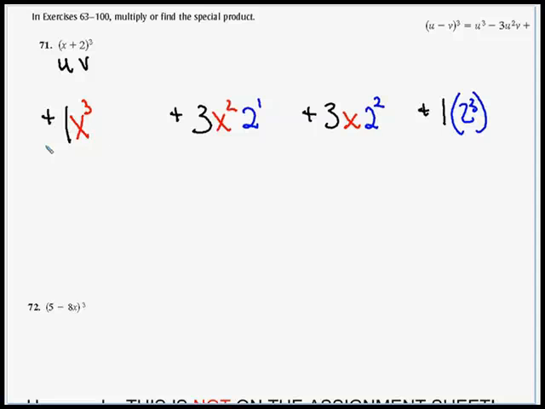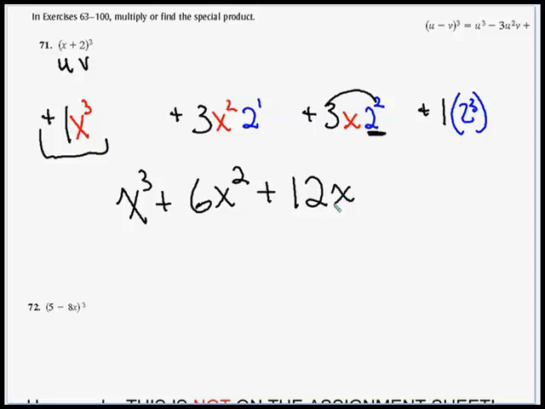And all that's left to do is clean it up a little bit. 1x to the third is x to the third. Plus. Here we have 2 to the first, that's 2 times 3 is 6, 6x squared. Plus. 2 squared is 4, 4 times 3 is 12, 12x to the first. And then our plus 1 times 2 to the third is 8. And there's our answer. X plus 2 to the third power foiled out, or expanded, is right there.